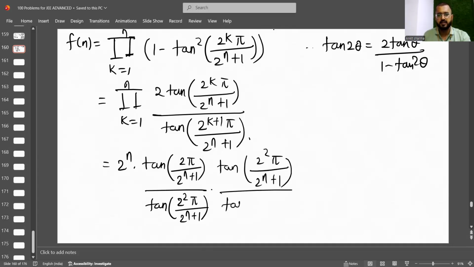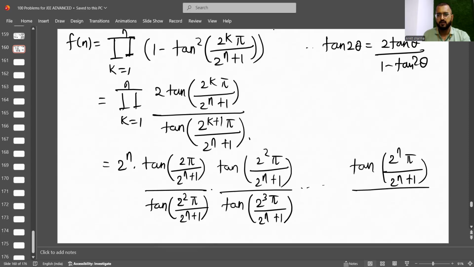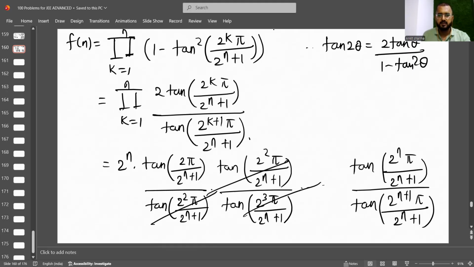And the same stuff I'll be writing here. So tan of 2 power 3 pi over 2 power n plus 1, and this would go on up to tan of 2 to the power n pi over 2 power n plus 1, over tan of 2 to the power n plus 1 pi over 2 power n plus 1. And now you see here, most of them get cancelled, except for the first one and then this one.